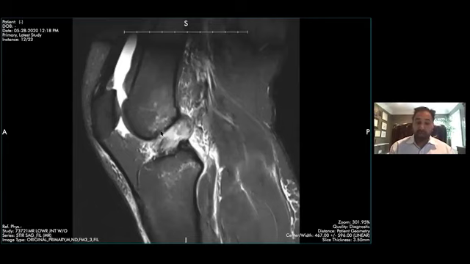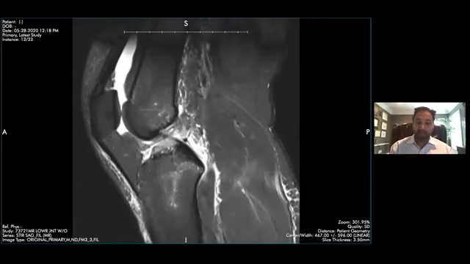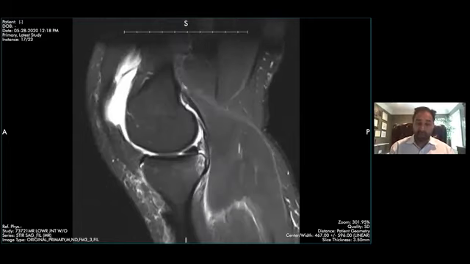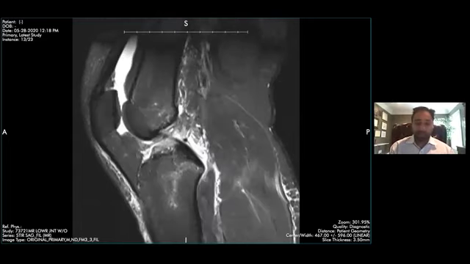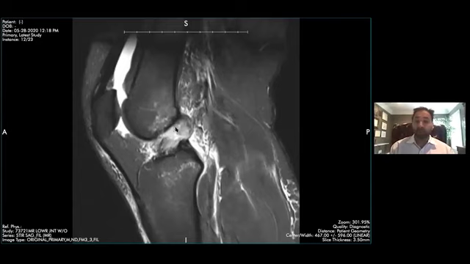And I'm going to show you the ACL. Look at that. Look at this ACL. It's thickened. There's fluid transecting the mid substance of it. That's a complete rupture or a complete tear. You can't trace all the fibers, right? Because you have this fluid discontinuity right here in the middle of the ligament. So this is a complete tear of the ACL with a pivot shift mechanism with bone marrow microtrabecular contusions along the anterior lateral femoral condyle and the posterior lateral tibial plateau.